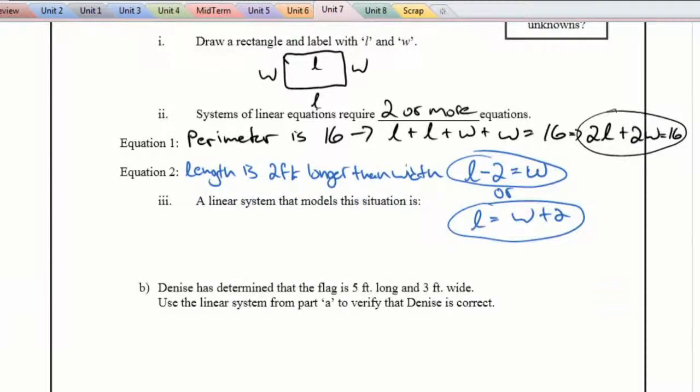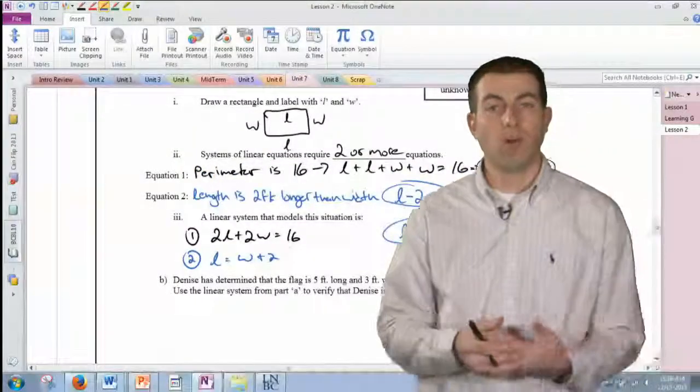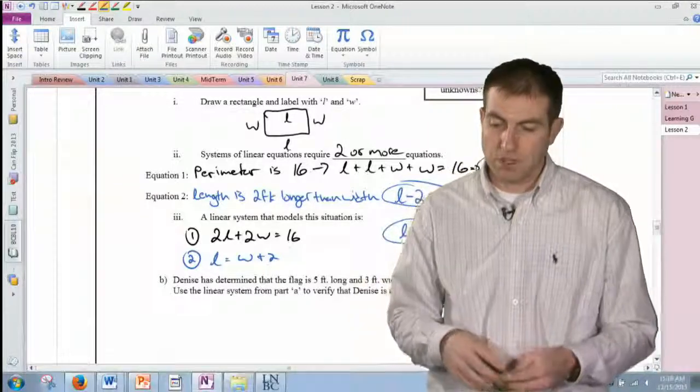So our linear system is going to be 2 times the length plus 2 times the width is equal to 16. There's my first equation. My second equation, I'll pick the second one here: length is width plus 2. I kind of like not having negative signs, so I'm going to pick that second one. All right, so we have a system of equations to model what information we've been given.